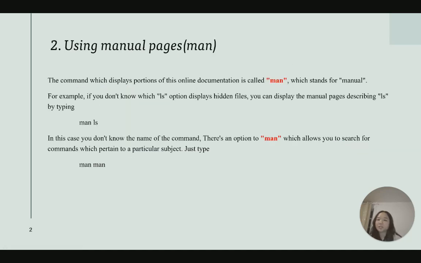Second, using manual pages. The command which displays portions of the online documentation is called man, which stands for manual. For example, if you don't know which ls option displays hidden files, you can display the manual pages describing ls by typing man ls. In case you don't know the name of the command, there is an option to man which allows you to search for commands which pertain to a particular subject. Just type man.